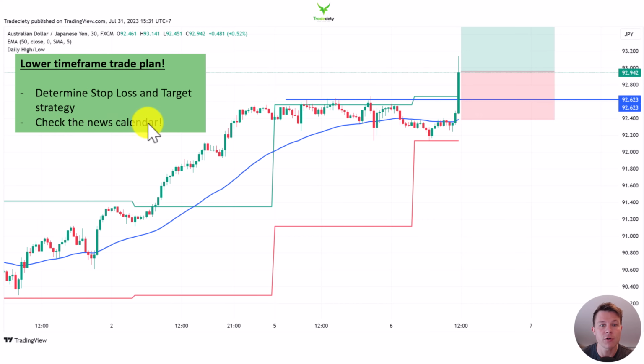Also, make sure to check your news calendar. A lot of traders run into the problem that they don't check their news calendar and then they run into high impact news. They don't know what is going on and then they get taken out. Although their trade idea was okay, they were right, they followed the trading plan, but they didn't check the news calendar. And especially on the lower time frames, high impact news can have a huge impact.